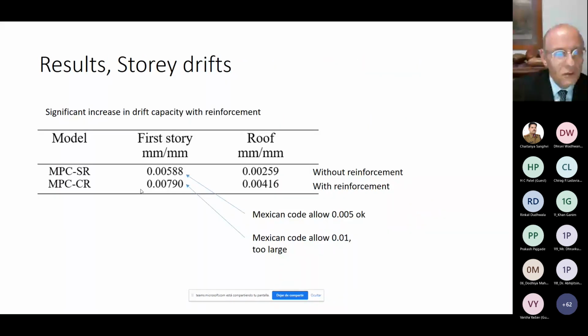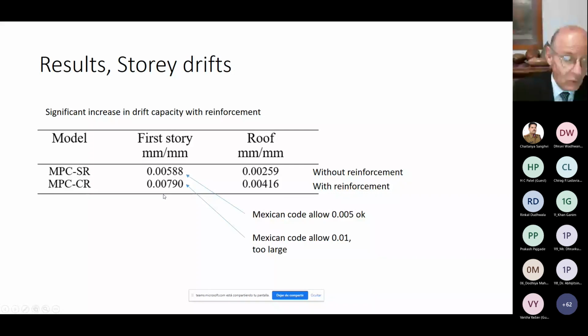Okay. The deformations, the story drifts: the one without reinforcement was this one, and with reinforcement was this one. So actually it was a very nice increase. The Mexican code for this type of structure without reinforcement allows 0.005. So it is okay. This is the value we found. It seems that it is in order with the code. This one is smaller than the one that the code allows. It's 1%. This is less than 1%. So probably the value of the code is a bit too large.